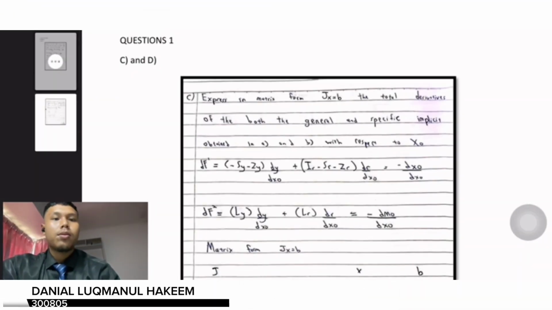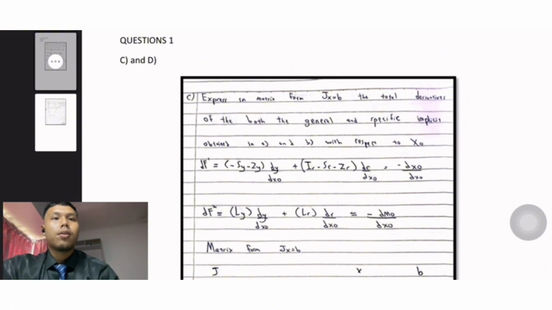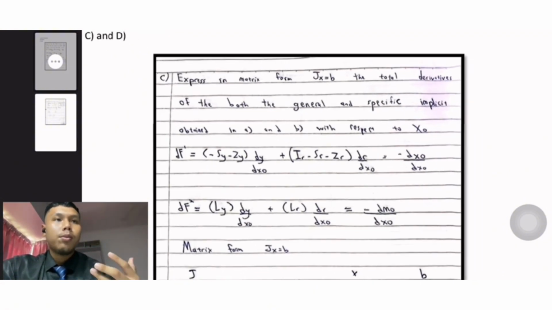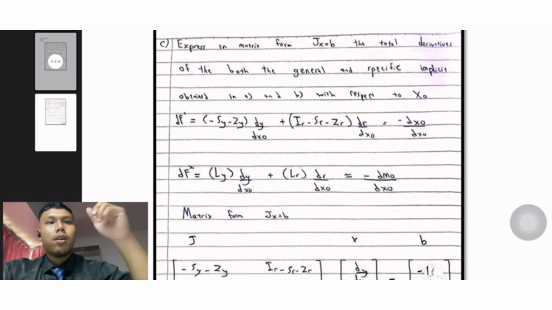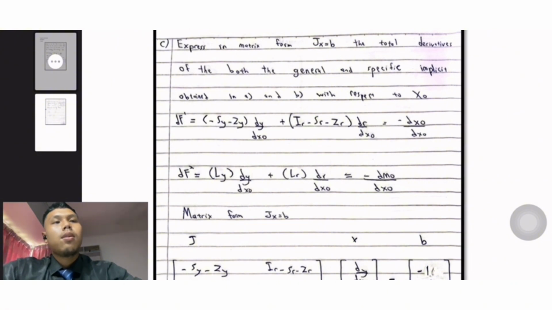So for the question 1, assignment 3, part C, express in the matrix form Gx equals to B the total derivatives of both the general and specific implicit obtained in A and B with respect to xo. So right now we write that df1 equals to negative sy negative zy dy plus ir negative sr negative zr dr equals to negative dxo. And then since the question mentioned that with respect to xo, we will divide by dxo from the dy, dr and negative dxo.